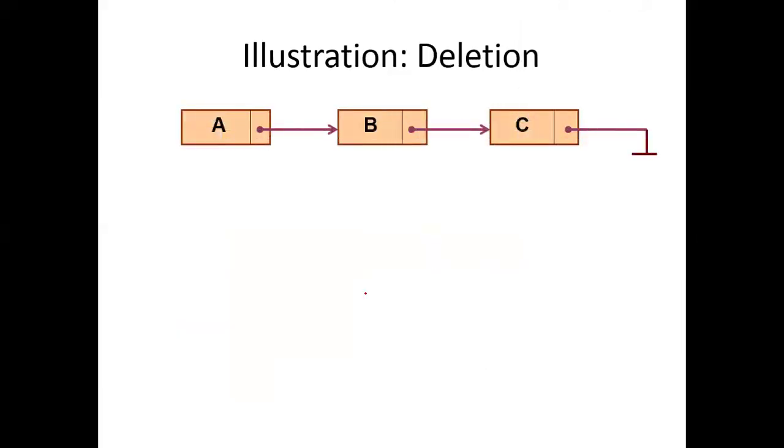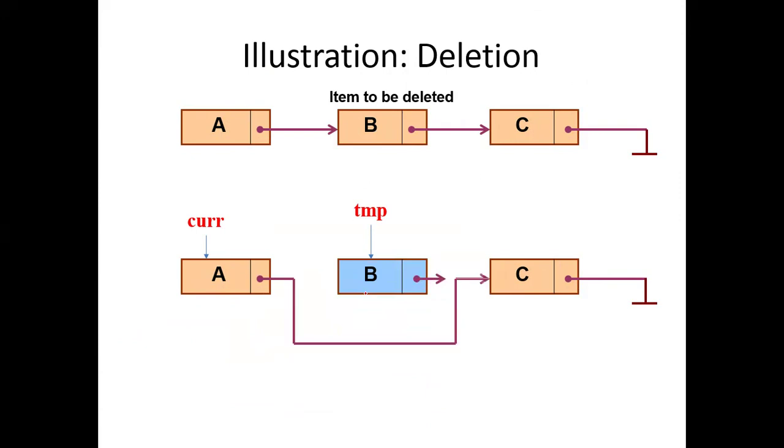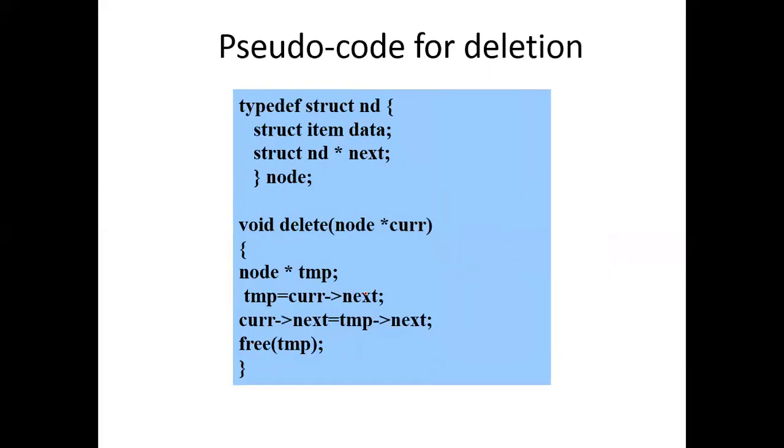Now we are going to see deletion. Now I'm going to delete the item B. So from A, the current node, the connection should go to node C. That means I'm freeing the memory allocated for node B. In this way, I do the deletion. You will have the node structure, and I will pass the address of the current node as a parameter. I just redirect the current next pointer address to the temporary next pointer, and I free the memory.